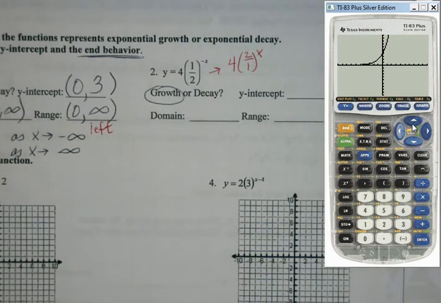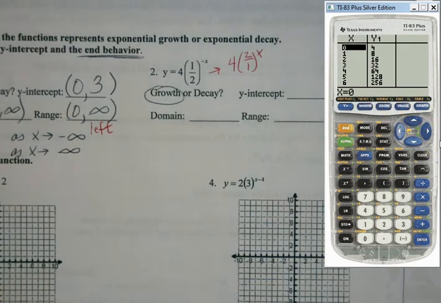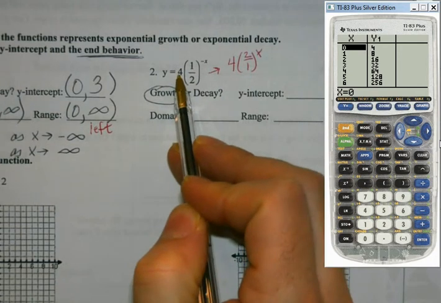So when I do this, is that going to mess with my y-intercept? Nope, not going to mess with it a bit. It's still at 0, 4. It's 0, my a value.